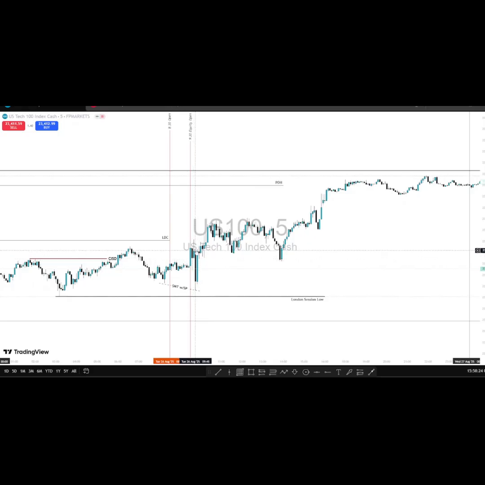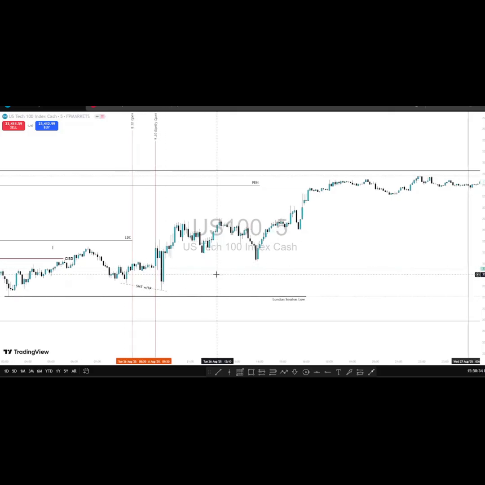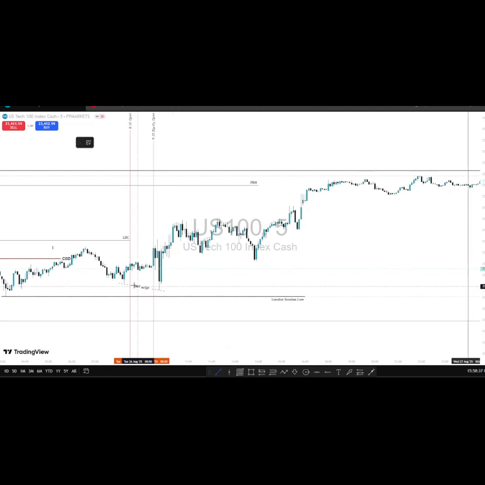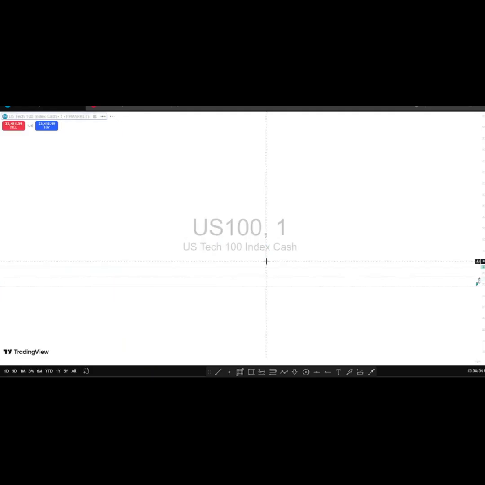Now, because I have seen this SMT on the two pairs, I believe that now price should not go any lower than this, because this is some form of sweep. This is some form of sell side liquidity sweep. Okay, let me just label it. So I assume that this is some form of liquidity sweep. So what do I do at that price point? Go down to the 1 minute time frame.